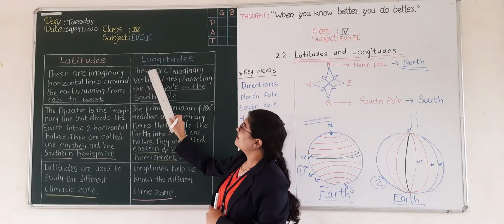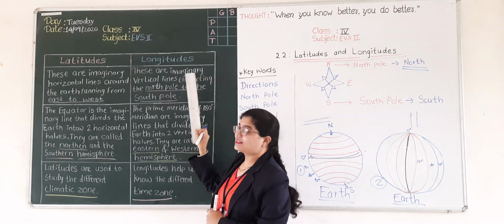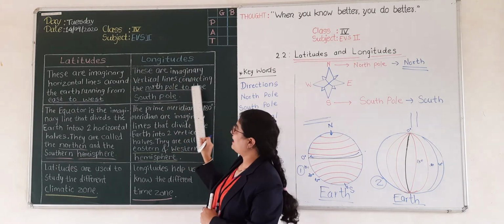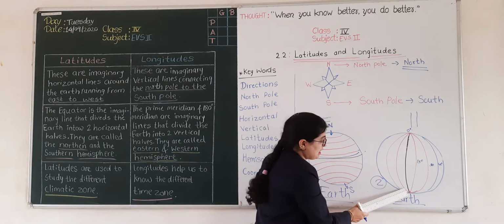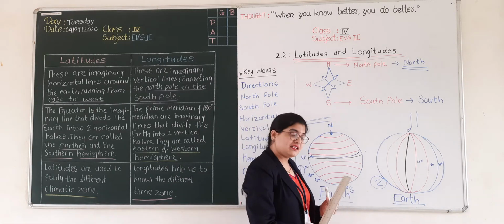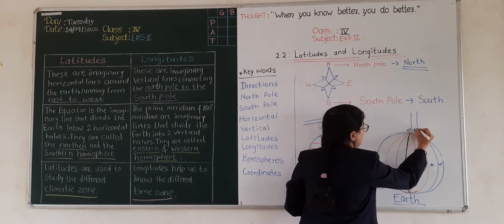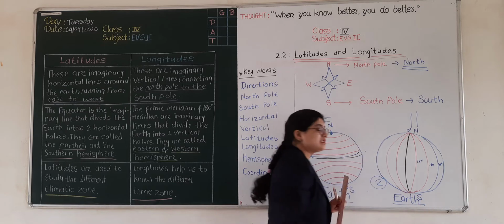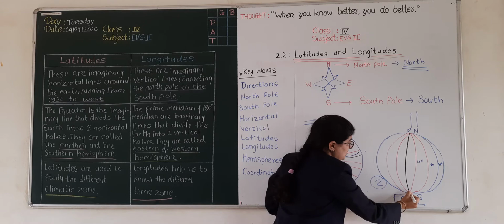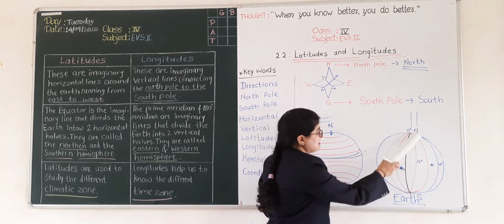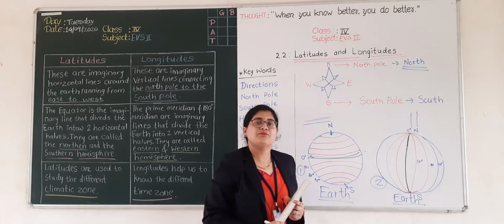These are the imaginary vertical lines connecting the North Pole and South Pole. Understand? And what do they do? Yes, they connect the North Pole to the South Pole. Here you can see the line connects the North Pole to the South Pole, as these are vertical lines.